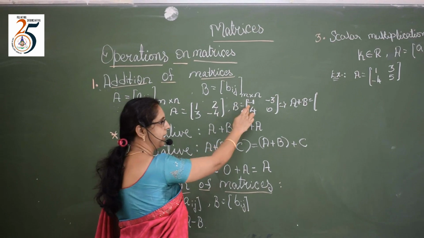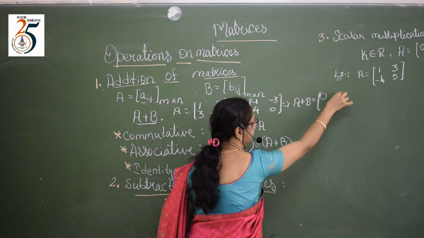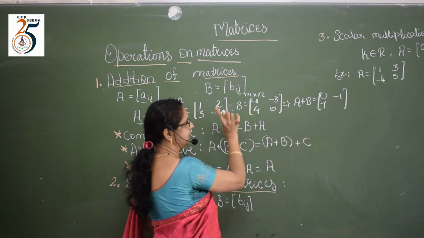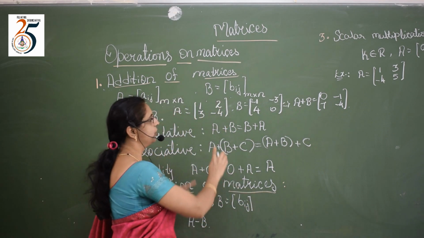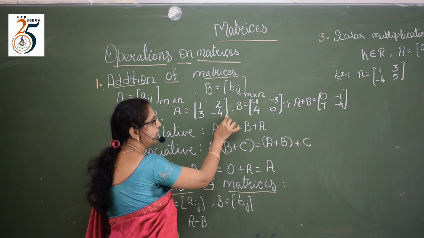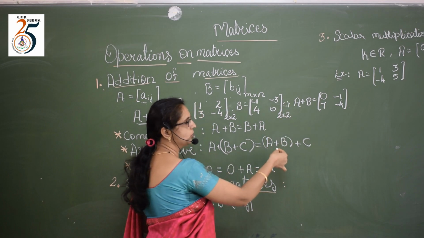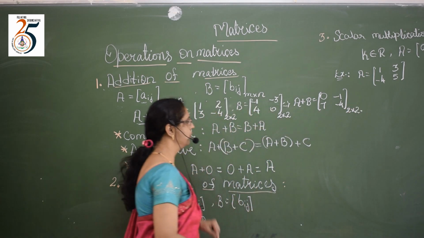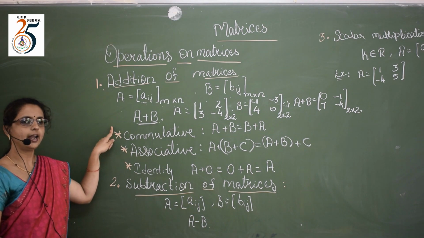1 minus 1, when we add, leads to 0. 2 minus 3 is -1. 3 plus 4 is 7. -4 plus 0 is -4. Hope you are observing. I have just added the corresponding elements of the two matrices whose orders are equal. This is 2 cross 2, even the matrix B is also 2 cross 2, so A plus B also will be 2 cross 2. This is called addition of two given matrices A and B.